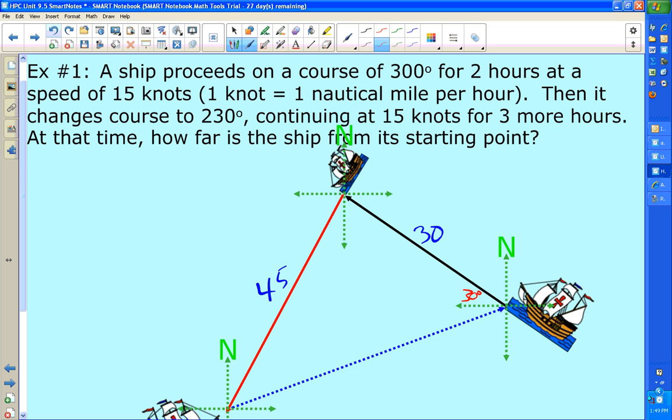So this is 30 degrees here. We know it's 270 to the dotted line, so this angle right here is 30. Does everybody see that? Yeah.